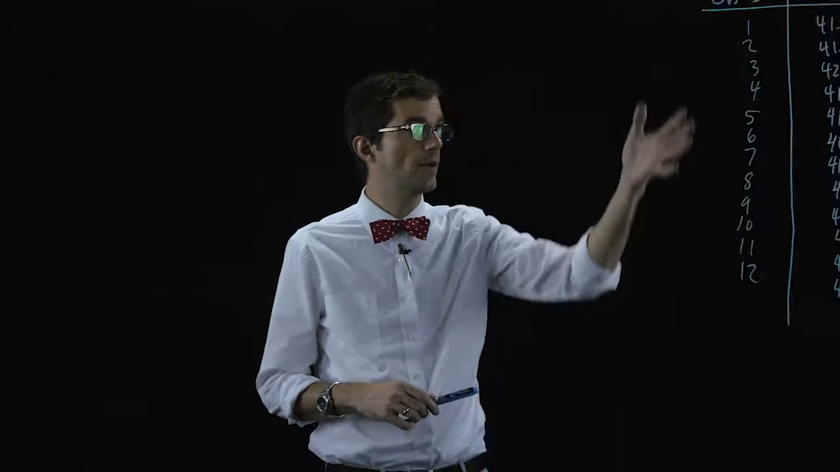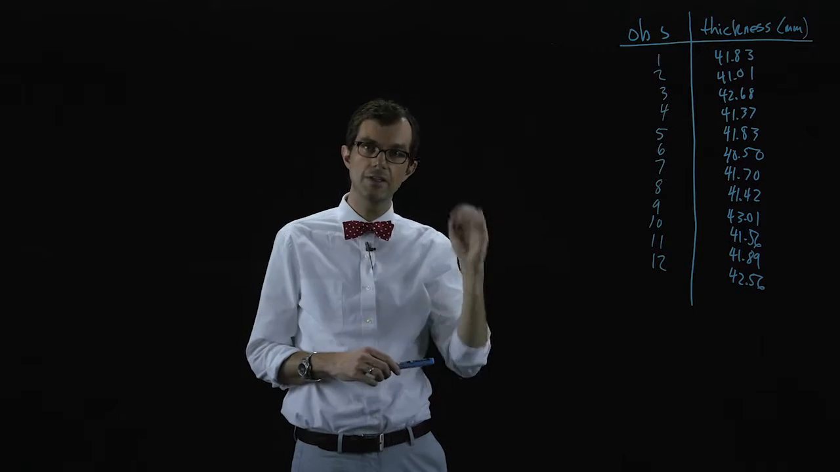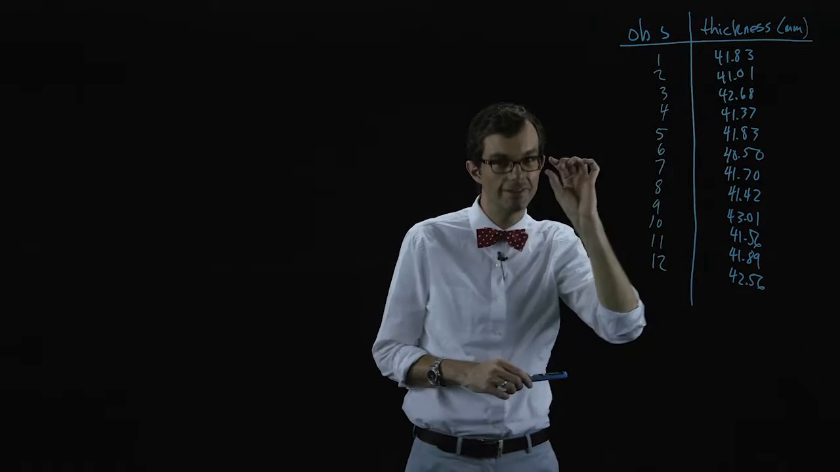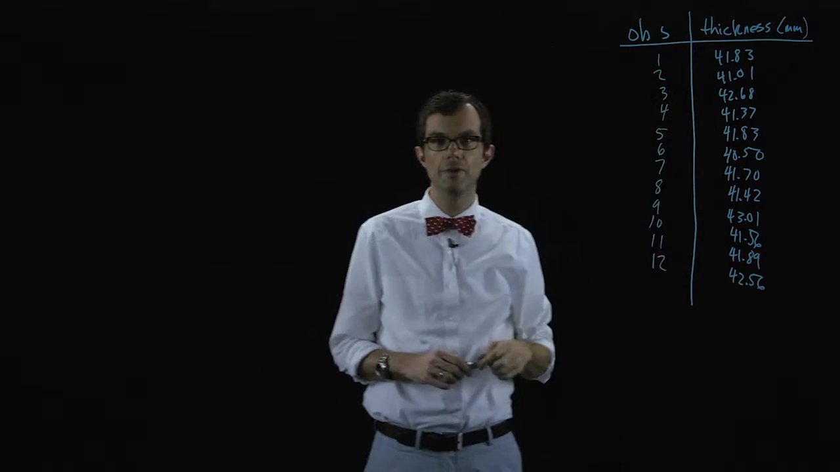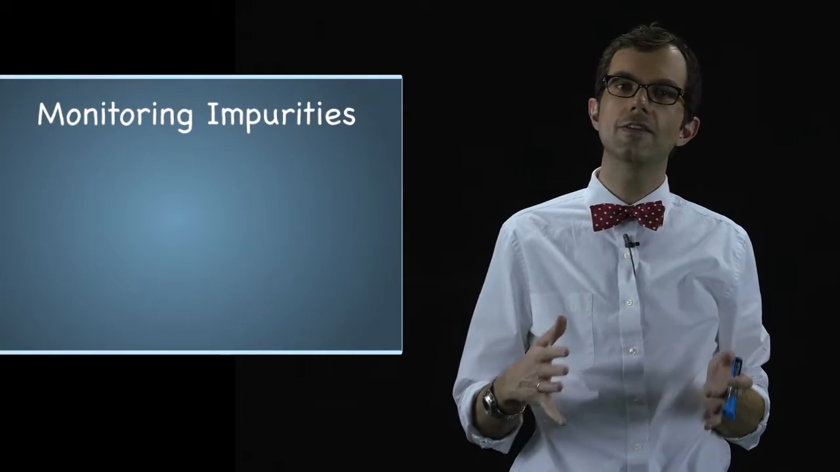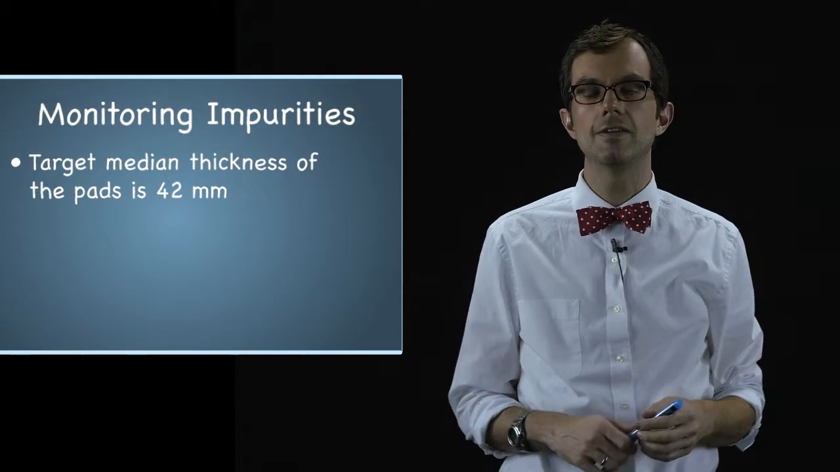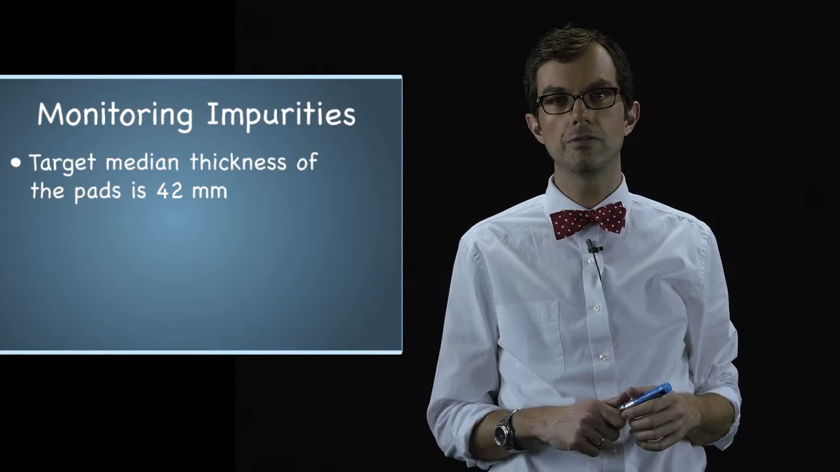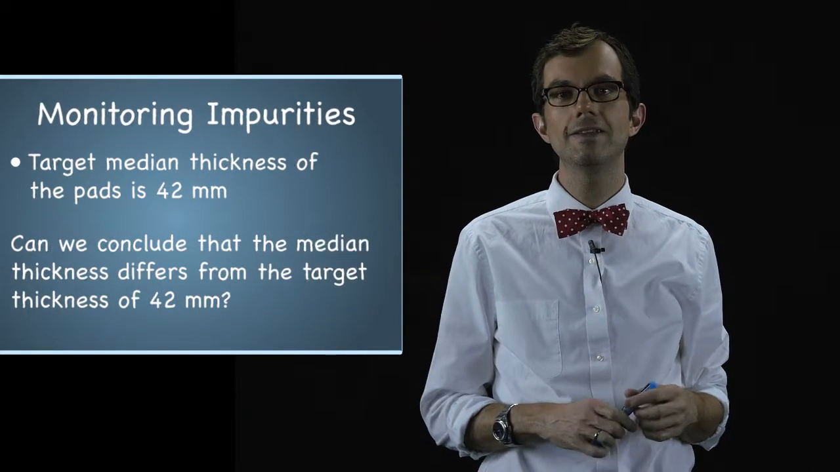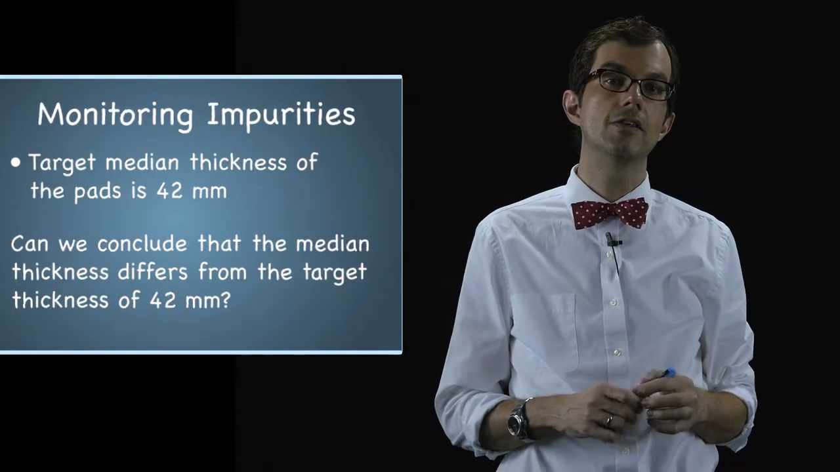Okay, let's take a look at another example. The thicknesses of 12 pads designed for use in an aircraft engine mount are measured in millimeters. Let's say we had 12 different observations of these pads, and their thicknesses are measured in millimeters. Let's say that the target median thickness of these pads is 42 millimeters. Can we conclude that the median thickness differs from the target thickness of 42 millimeters?